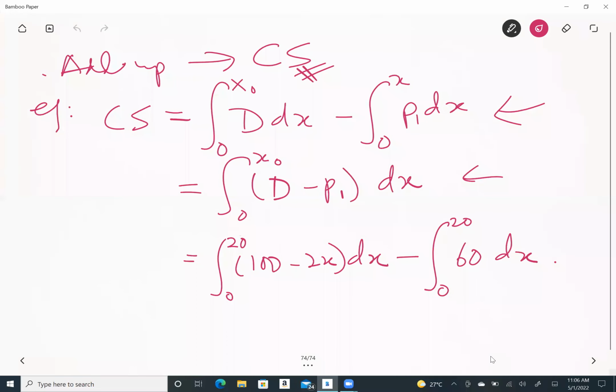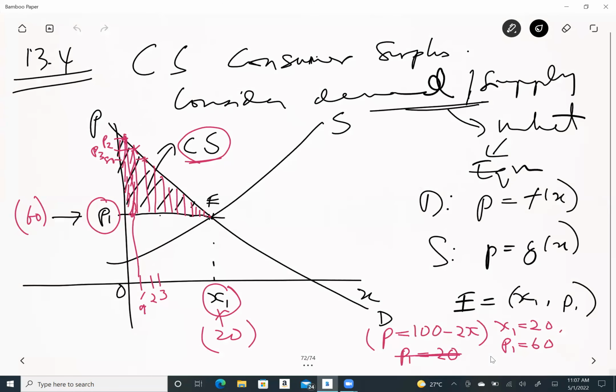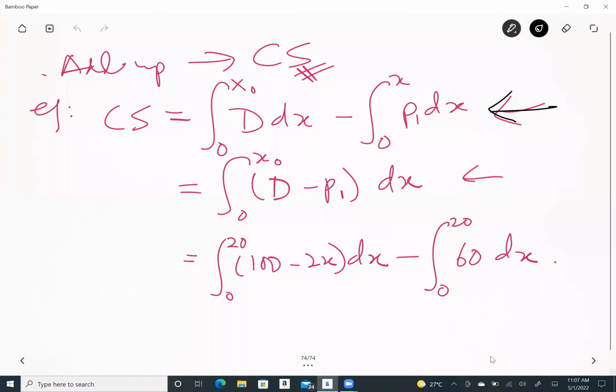So make sure you remember the formula. Actually, you don't have to remember. You just know what the consumer surplus is. Consumer surplus is the area under the demand curve and the market price. So you will be able to get it even without remembering the formula. But if you remember the formula, you simplify.